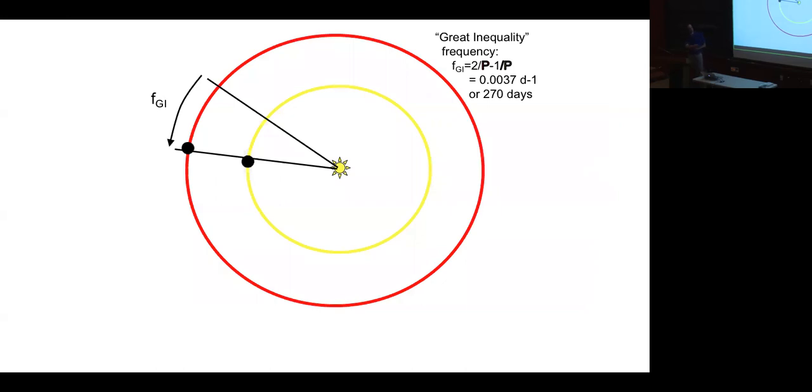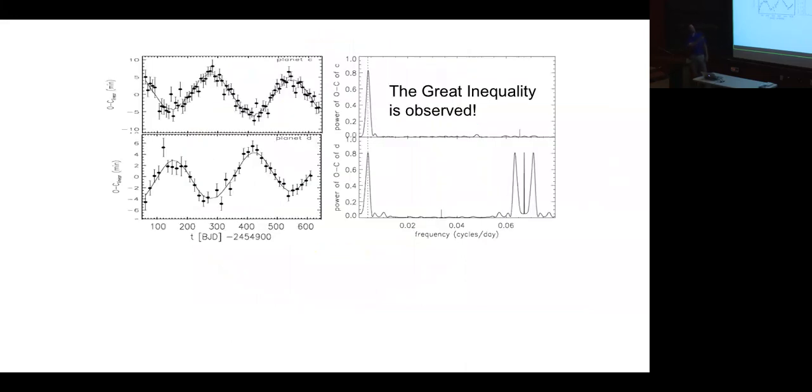The period of this line of conjunctions sweeping around is every 270 days. And so that's the period at which we should expect to see the sinusoid complete. So this is what the data show. You can Fourier transform that, or just eyeball it since it's such high signal to noise. Here's the frequency in cycles per day, and the dotted line shows where you expect the great inequality frequency, and that's exactly where the peak of these 2 frequencies is. So the great inequality is detected in exoplanets.